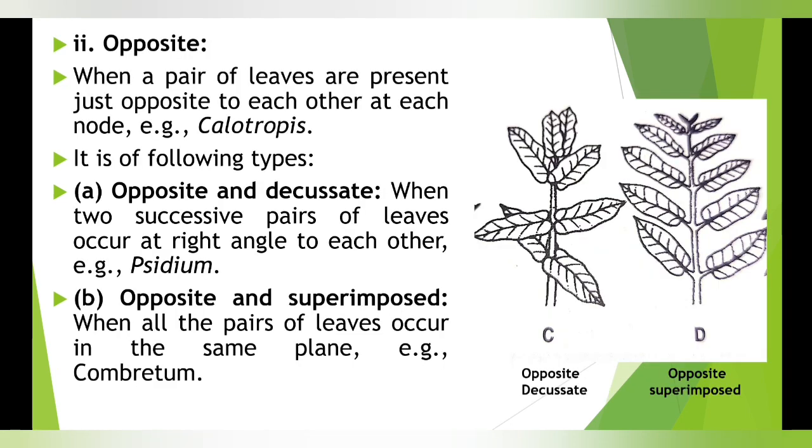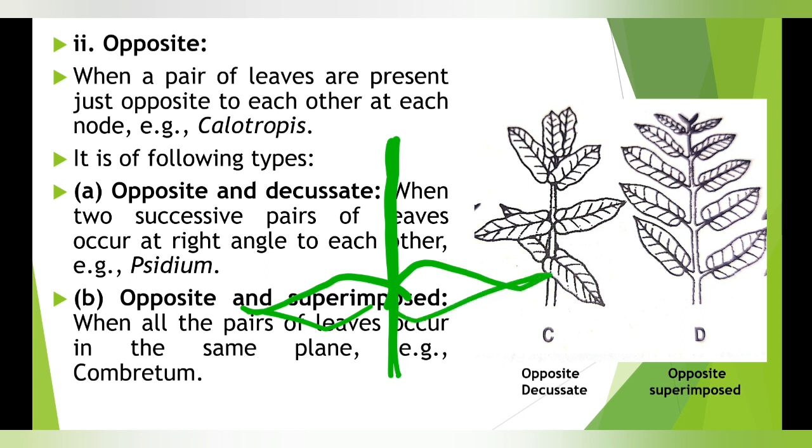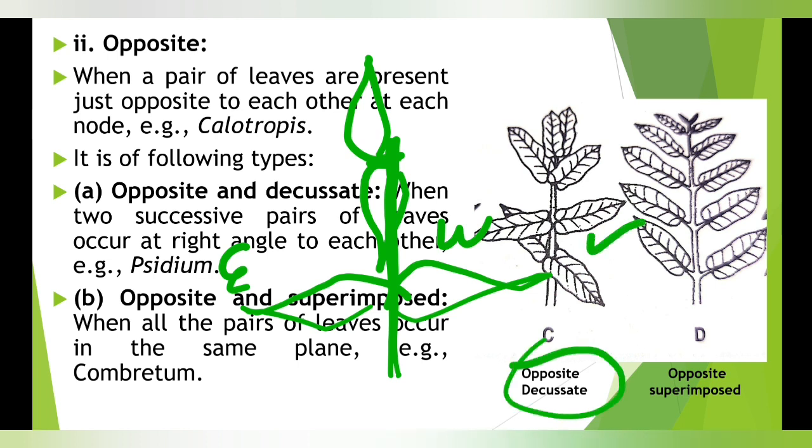Then opposite, when a pair of leaves is present just opposite to each other at each node, as present in Calotropis. Suppose this is the stem. It is of two types: one is opposite decussate and one is opposite superimposed. In case of opposite decussate, suppose one pair of leaves is present in a node in the east and west direction. On the upper node, two leaves are present in the north and south direction, as seen in this diagram. One pair of leaves is present in this direction, another pair in this direction, and one pair in this direction. So it is opposite decussate.